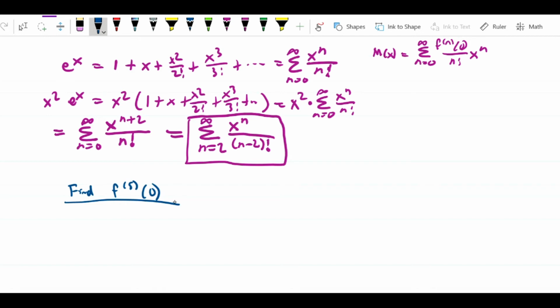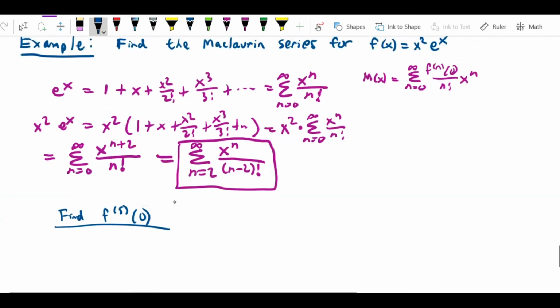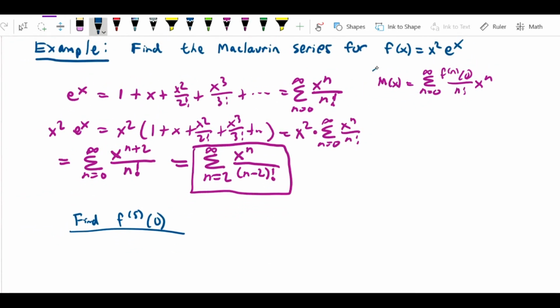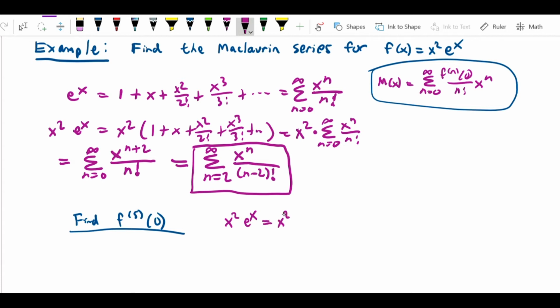Now, how can we really do that? How does it make sense to say find f^(5) of 0? That's where this formula comes into play, and I'm going to show you how. Let's write out the first couple of terms of the series. The first couple of terms of x squared e to the x is x squared plus x cubed plus x to the 4th over 2 factorial plus x to the 5th over 3 factorial plus dot dot dot.